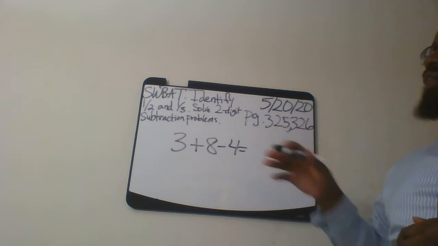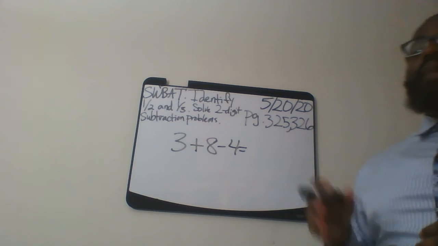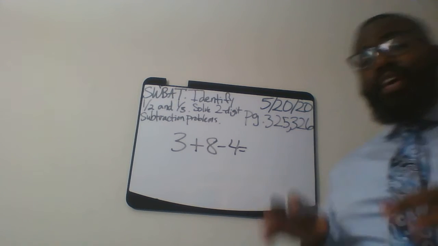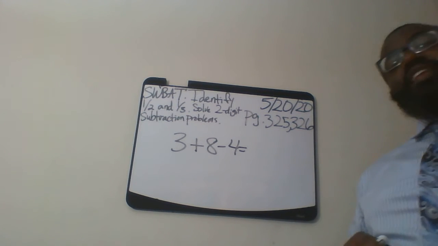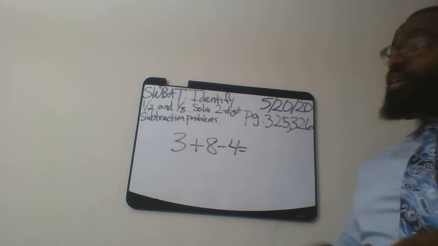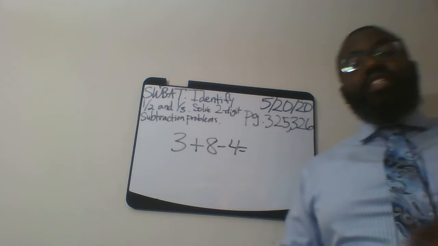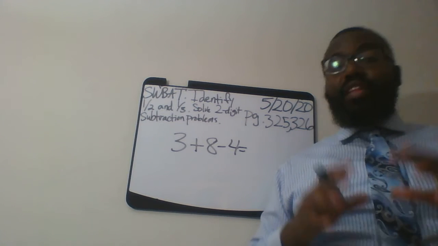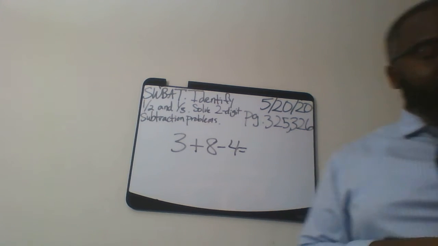So for today's math assignment, we're going to start off with group champions. Champions, you turn in your math books to page 325. Now for today's math, you'll basically be able to identify 1/2 and 1/3. You'll be able to solve two-digit subtraction problems, and also you'll be dealing with a given amount, a different amount of coins. So let's look at number one.